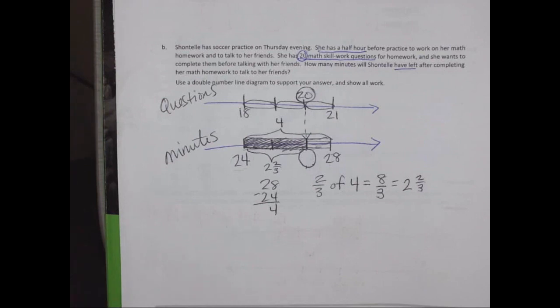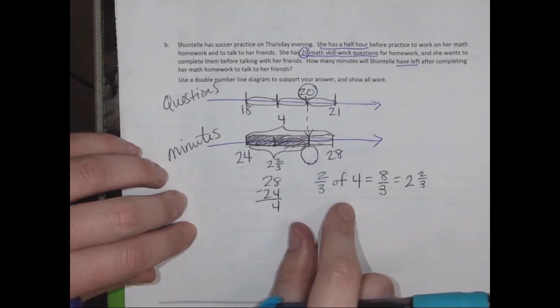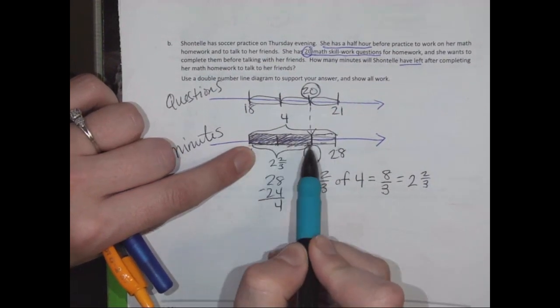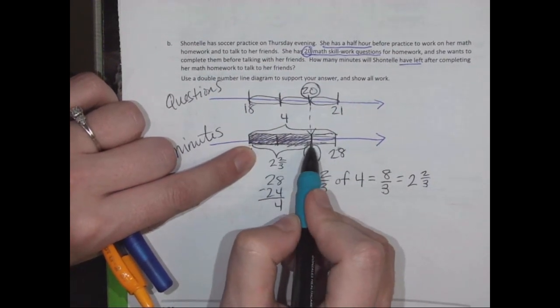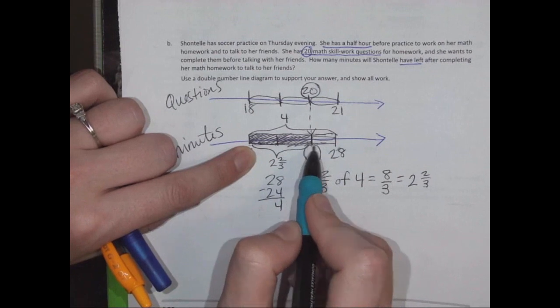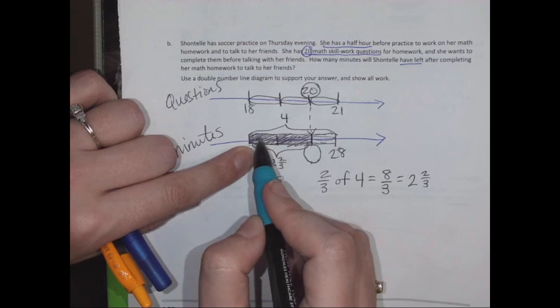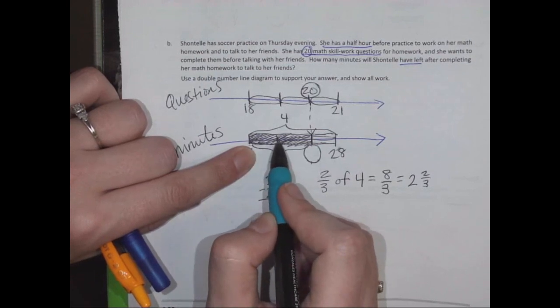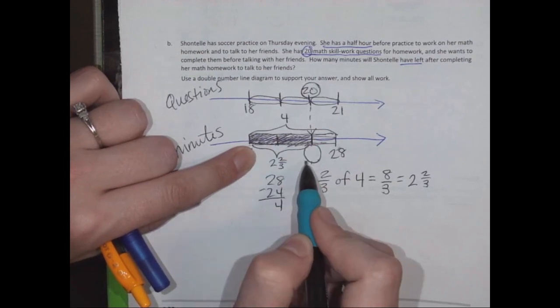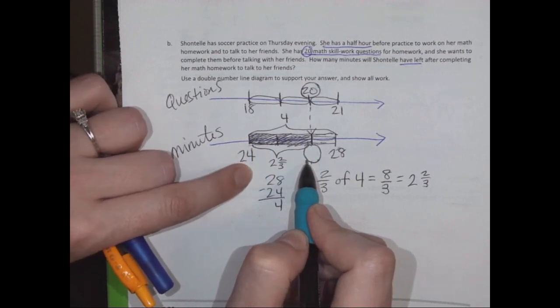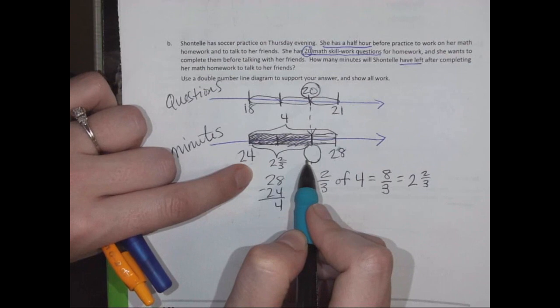Let me pause. If this was a ruler, okay, and we started with 0, and I was counting up, and this said 2 2/3, this number would be 2 2/3. We're counting up by thirds, or 1 1/3 plus another 1 1/3 is 2 2/3. But we didn't start with 0, we started with 24. So what do I have to do? Tony?